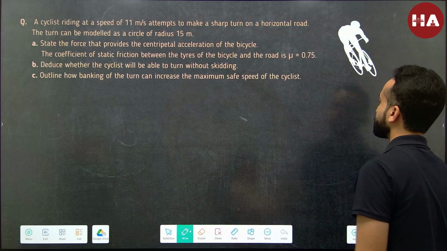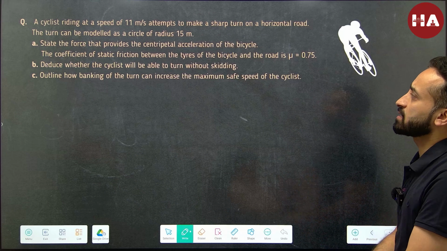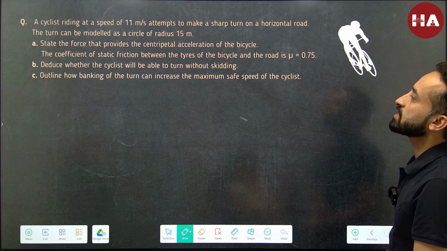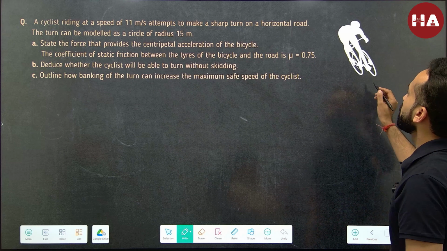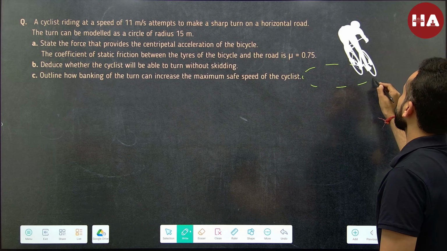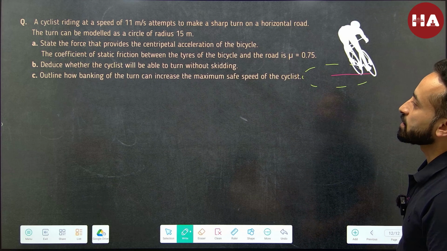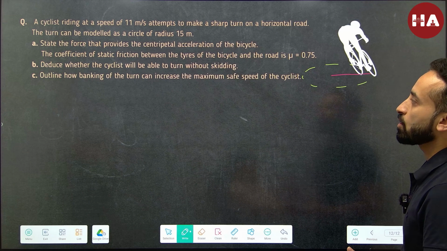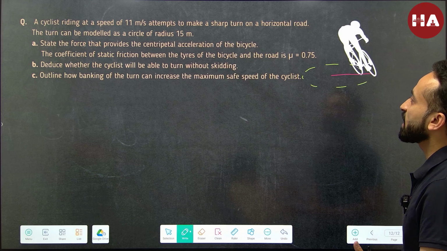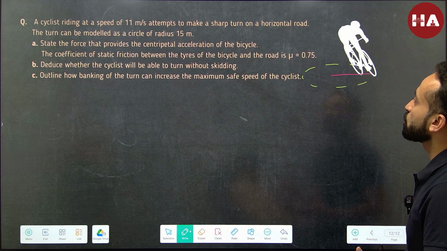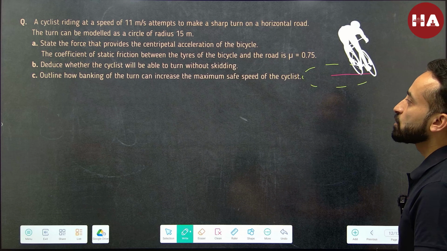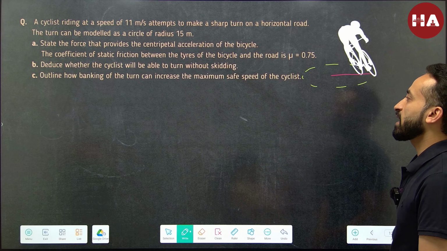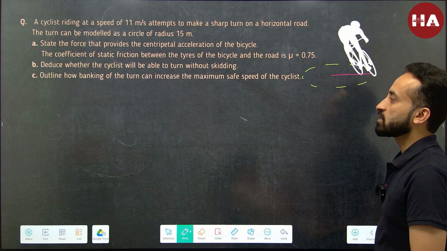All right, so the next one: a cyclist riding at a speed of 11 meters per second attempts to make a sharp turn on a horizontal road. The turn can be modeled as a circle of radius 15 meters. State the forces that provide the necessary centripetal acceleration of the bicycle. The coefficient of static friction between the bicycle tire and the road is 0.75. Deduce whether the cyclist will be able to take the turn without skidding. Outline how banking of the track can increase the maximum. So we have just talked about that.